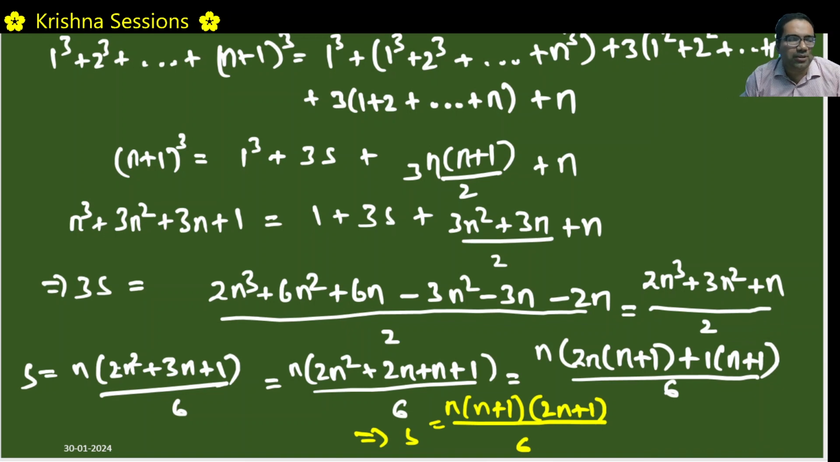The great German mathematician Carl Friedrich Gauss. We all know Gauss, right? We know him with Gauss's law. This great mathematician is said to have proved, derived this formula at the age of 8. He was just a kid. At the age of 8, he is said to have proved this formula. Such a genius he was.